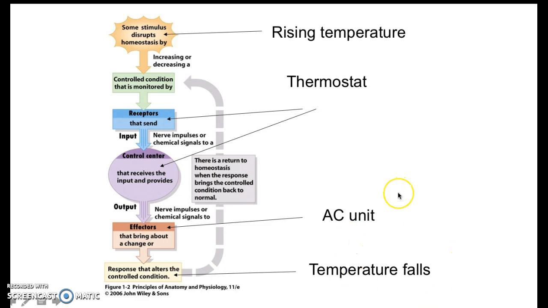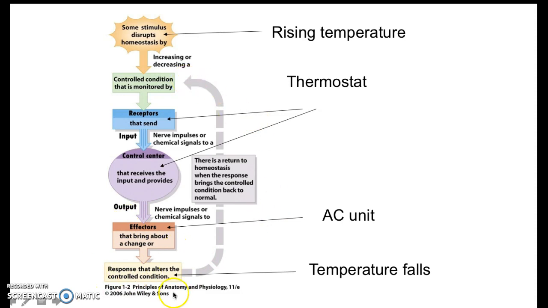How long does the AC unit stay on? The AC unit stays on until the temperature falls back to the set point, which we identified as being 78 degrees Fahrenheit. Now remember too that the change that is brought about by the actions of the effector here is actually going to be detected as well by the receptor.